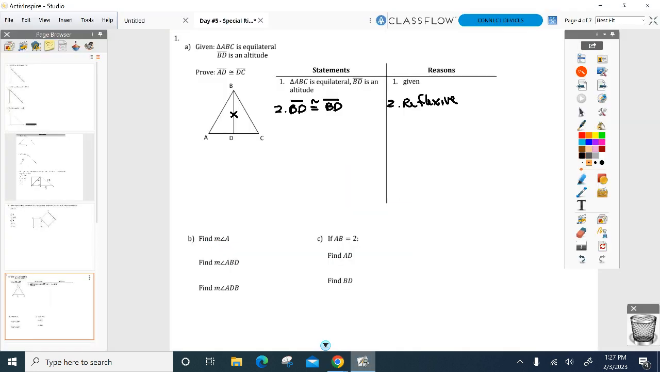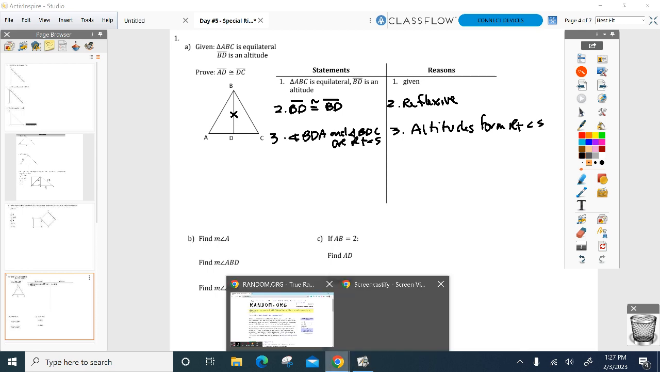What else do we know? BDA and BDC are right. Yep. Why? BD is an altitude, so perpendicular lines give right angles. Okay. All right, we're moving. We're gaining ground, trying to get those triangles congruent.